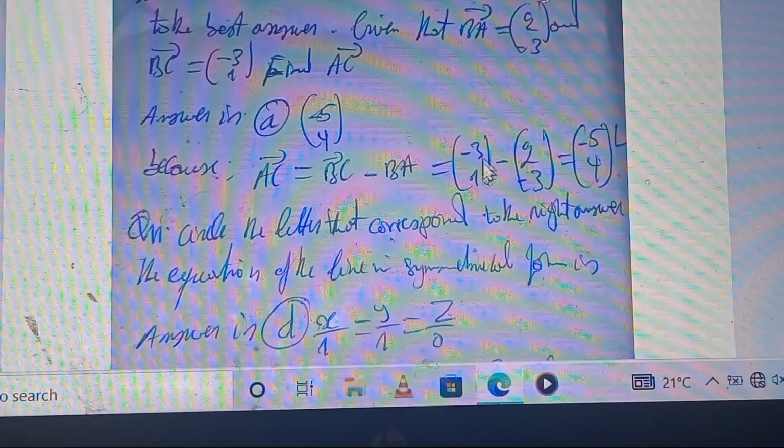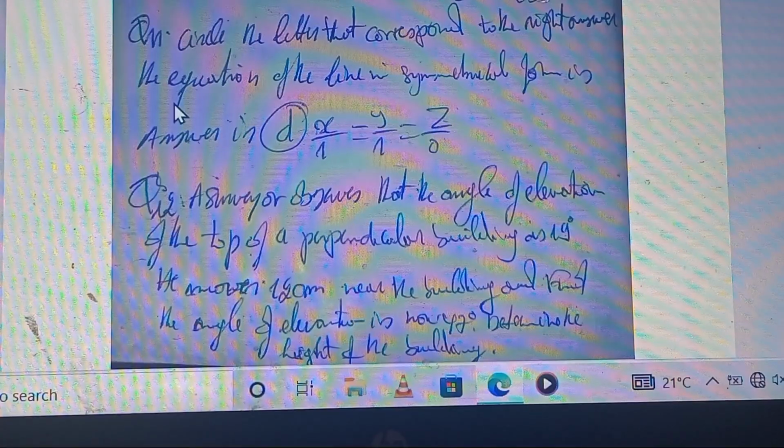Then you subtract as vectors, and you get minus 3 and 1 minus 2 over negative 3. Then you get minus 5 and 4. It is not difficult, so you score the marks. Question number 11. Circle the letter corresponding to the right answer. That is a multiple choice question on the equation of the line in symmetric form. Here, the best answer is D.